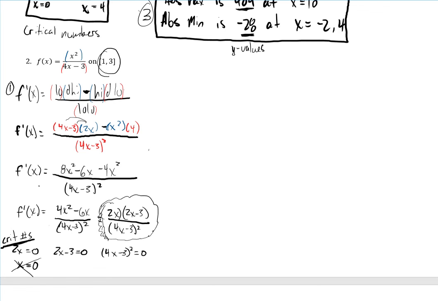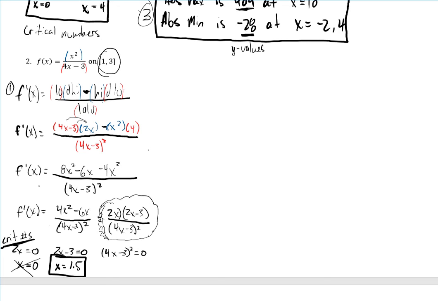With this one, if I add the 3 over and then divide by 2, x is, let's make it a decimal, 1.5. 1.5 is between 1 and 3, so that means this is a critical number.